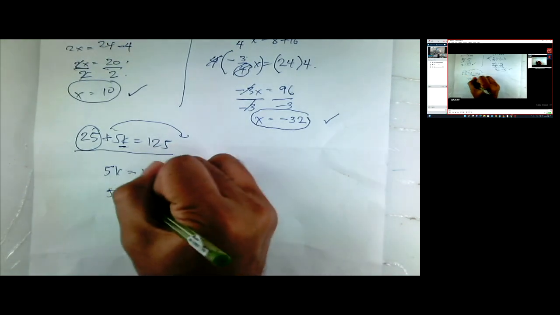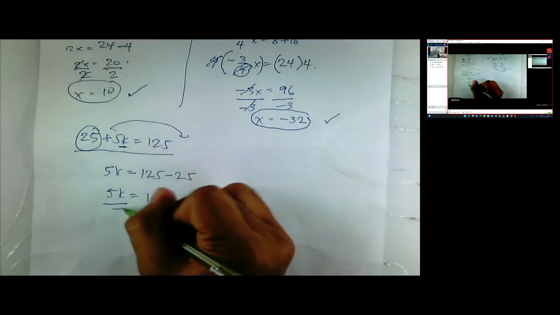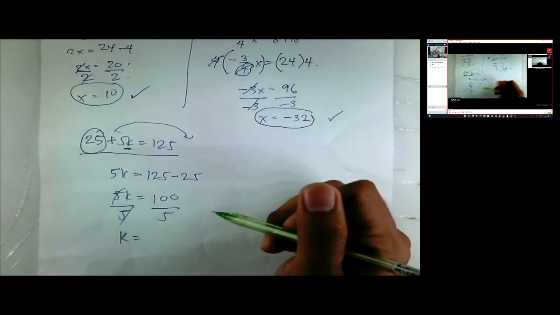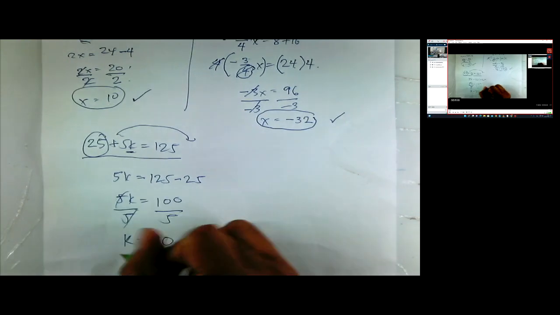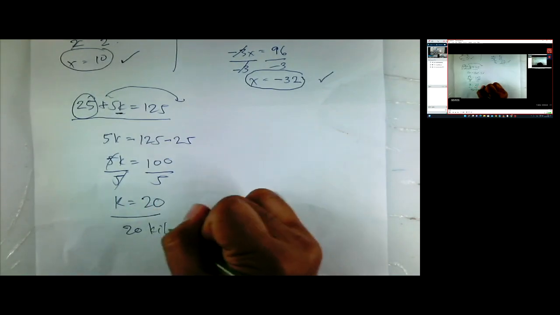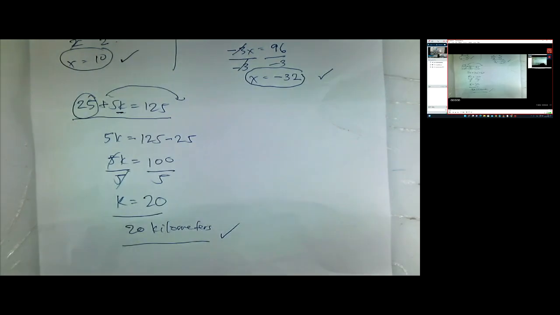And so 5K is equal to 100. And to solve for the value of K, divide both sides by 5. And so K is equal to 100 divided by 5, which is 20. And since the question is how many kilometers, the answer is 20 kilometers. One check for this.